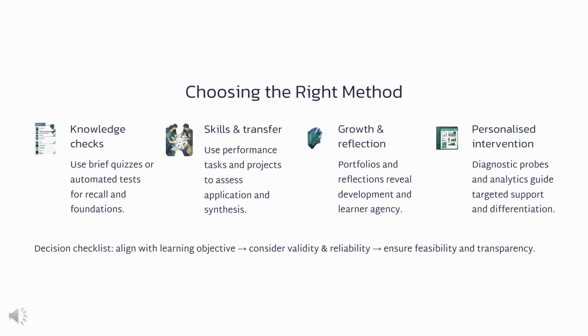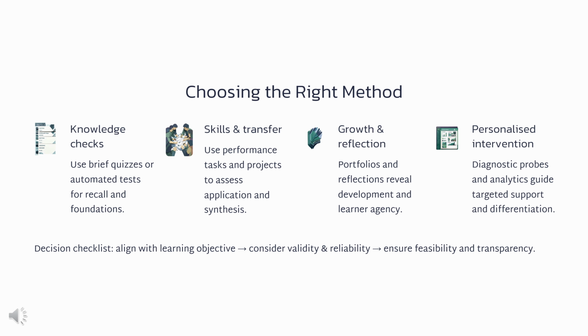The final methodological question concerns selection. Brief quizzes and automated tests are suitable where recall and foundational knowledge are central. Performance tasks and projects are more appropriate where the objective is application or synthesis. Portfolios and reflection are especially useful when growth and learner agency must be made visible. Diagnostic probes and analytics support targeted intervention and differentiation.